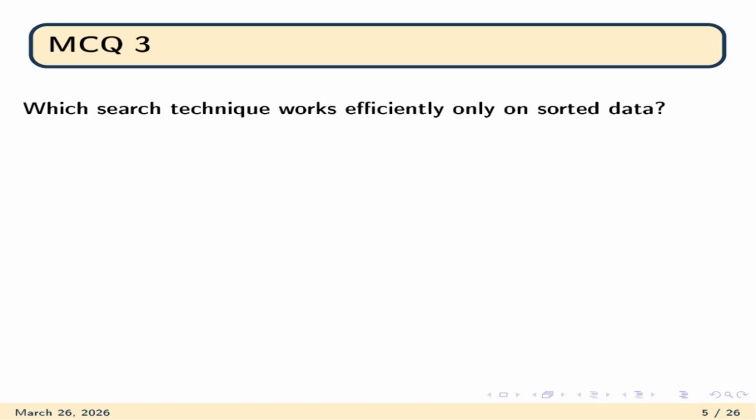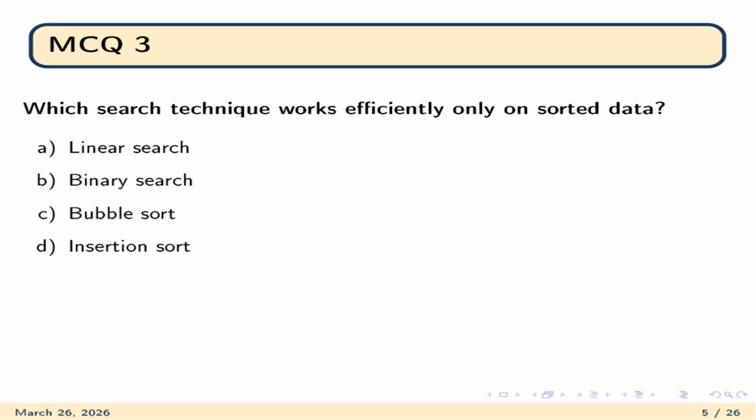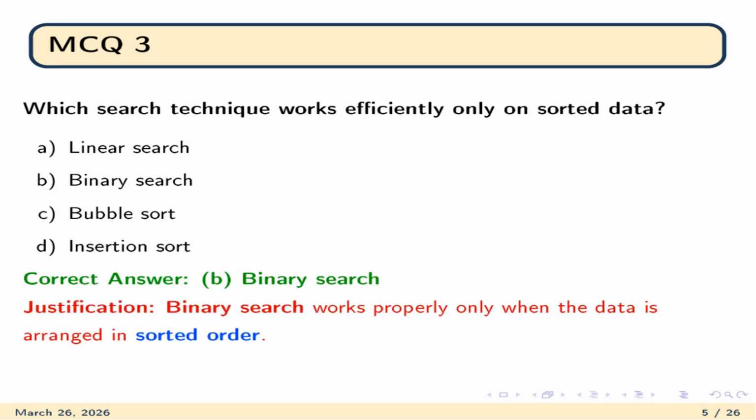Which search technique works efficiently only on sorted data? Linear search, binary search, bubble sort, insertion sort. The correct answer is binary search, because binary search works properly only when the data is arranged in sorted order.